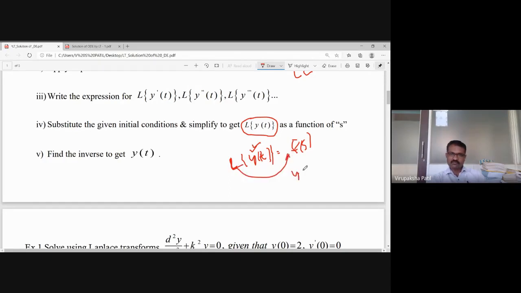That becomes y of t is equal to L inverse of some function of s. Using any one of the techniques, whichever is applicable, which you learnt earlier, you can solve it very easily and it will convert it in terms of t. That becomes the solution of the given differential equation. Is that clear? Is the procedure clear?